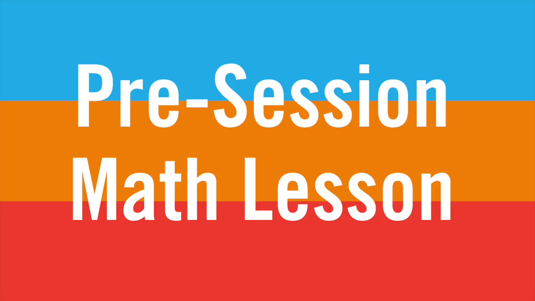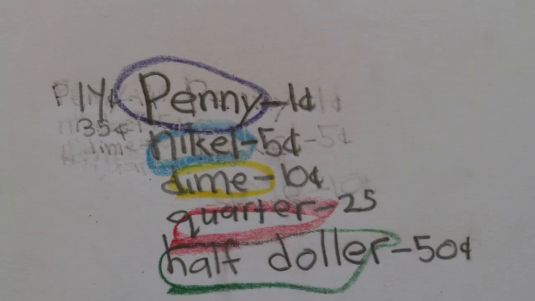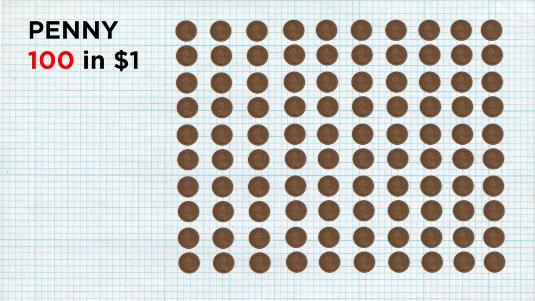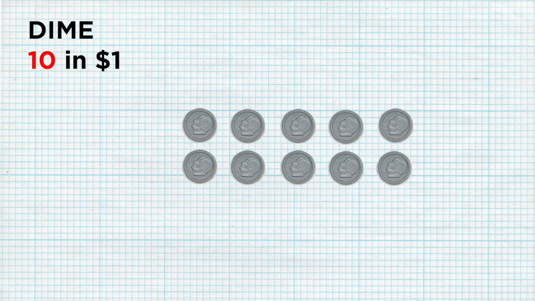In their math journals, ask your students to create one rubbing for each coin and write the cent value next to it. Later, during the art lesson, your students will assign different colors to their coins. Name each coin and explain how it makes up part of a dollar. For example, there are 100 pennies in $1. Count by 5s to see that there are 20 nickels in $1. Count by 10s to see that there are 10 dimes in $1, and so on.